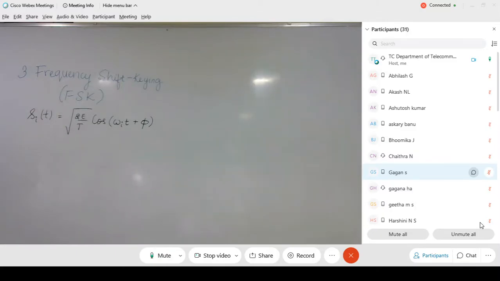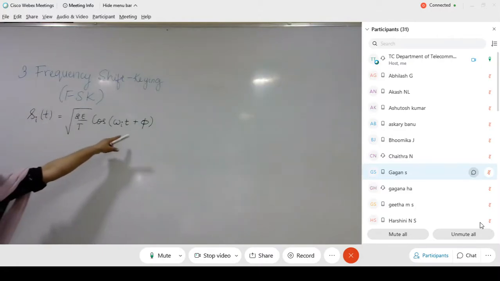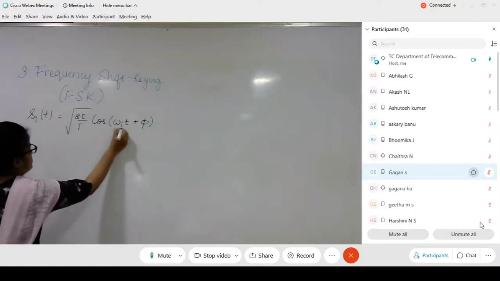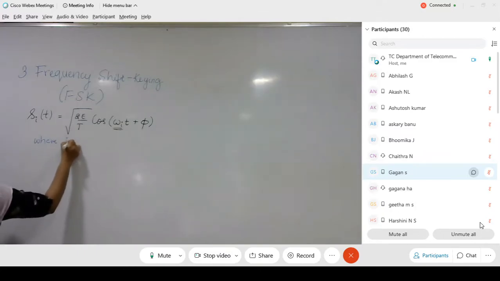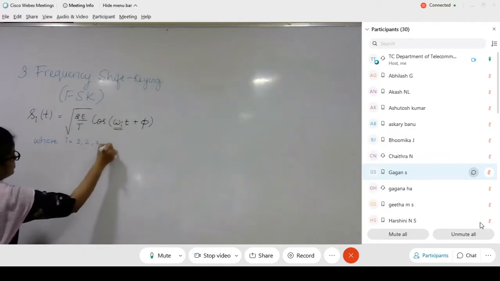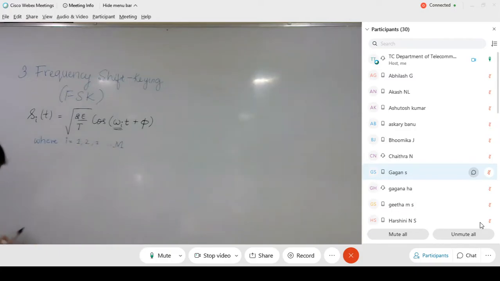So in this frequency shift keying, we are going to represent different symbols with different frequencies. Thereby the parameter which will be changing with respect to symbols is omega_i, where i is a variable which can take any value from 1, 2, 3, so on up to m. And m, as we know, is always a power of 2. So let us take one example and try to understand. I am going to take the example of m equal to 2, as usual.